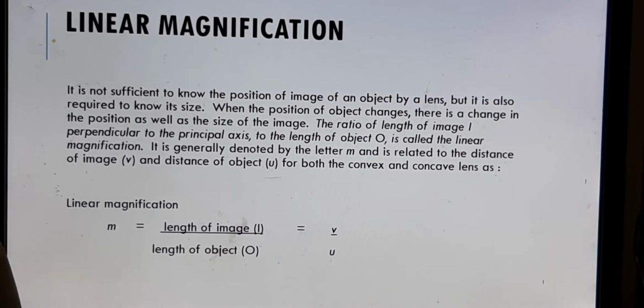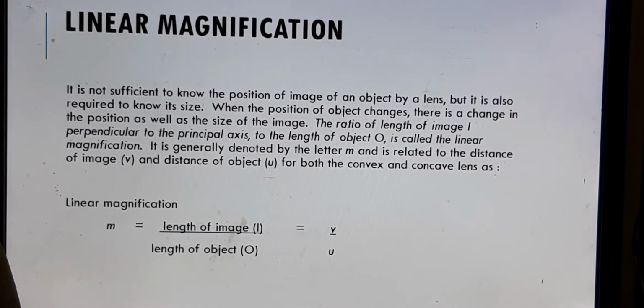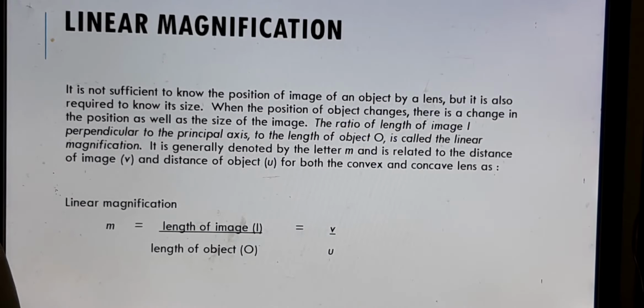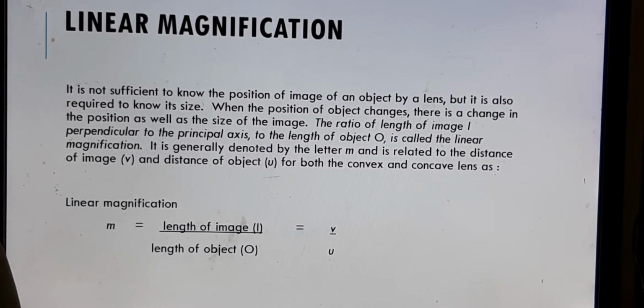It is not sufficient to know the position of the image of an object by a lens, but it is also required to know its size. So when you are solving the problems, you can know not only the positions of object or image, but also the size. When the position of an object changes, there is a change in the position as well as the size of the image. You all have seen the different cases and you know that as you change the position of the object, the position of the image changes as well as the size. Either it is enlarged or it is diminished, isn't it?